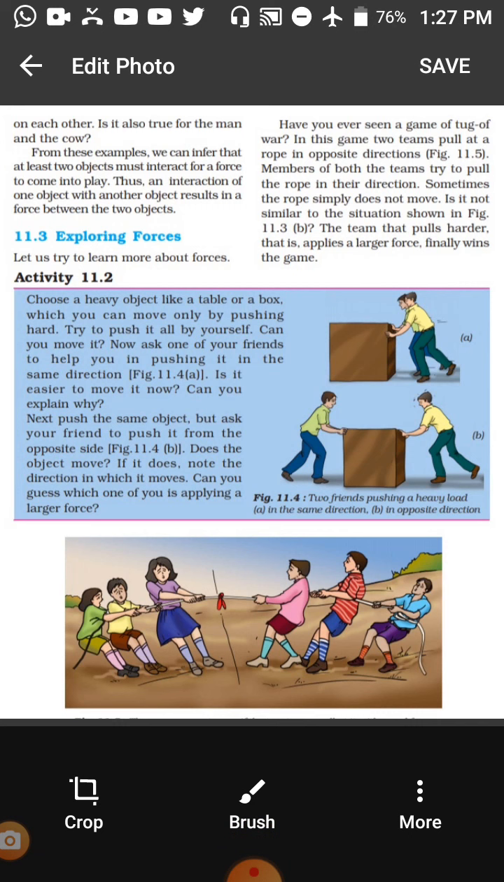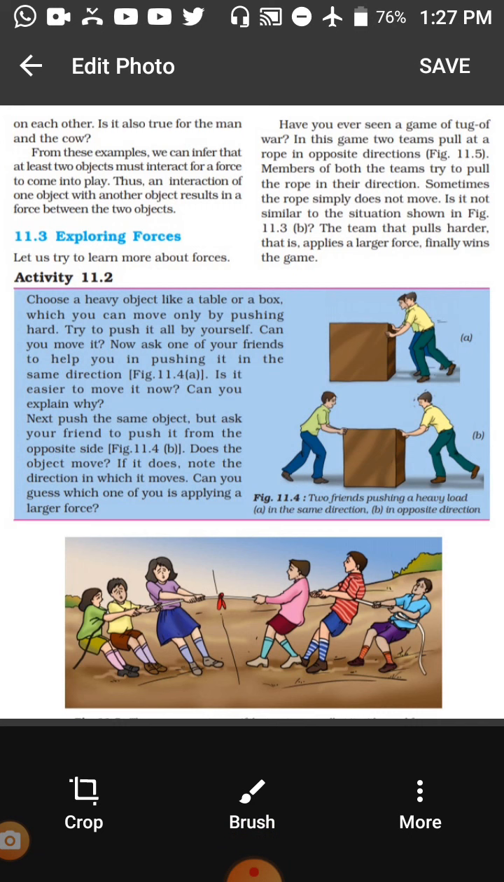In the second picture, they have shown an example of tug of war. You have seen tug of war in school also. The two teams apply force on the opposite sides. And what happens in this? How do you know which team is the winner? And how do you know when both the teams are not winning? So what happens in tug of war?